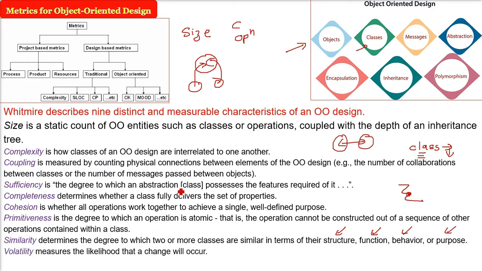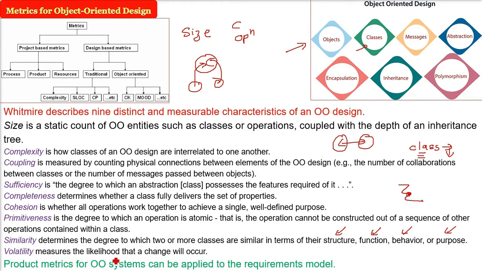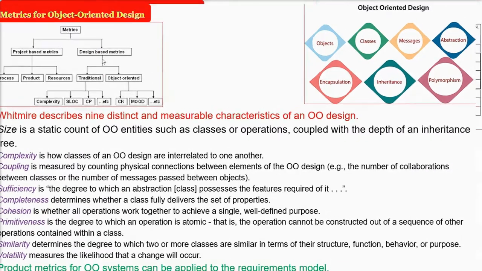Volatility measures the likelihood that a change or a modification will occur. So all these are measurable characteristics, and the product metrics for the object-oriented system can be applied to the requirement model also. These are certain ways to understand the object-oriented design.